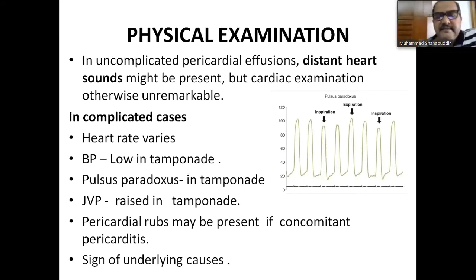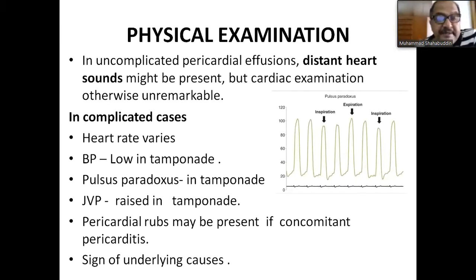That is, in normal physiology, the blood pressure is reduced in inspiration. This is the exaggeration of the normal variation. This is pulsus paradoxus. It is a paradox: it is a pulse, but we measure it by blood pressure, and it is normal physiology, but it is exaggerated.